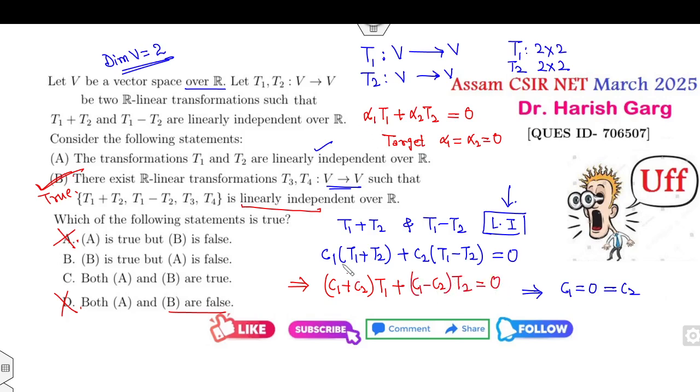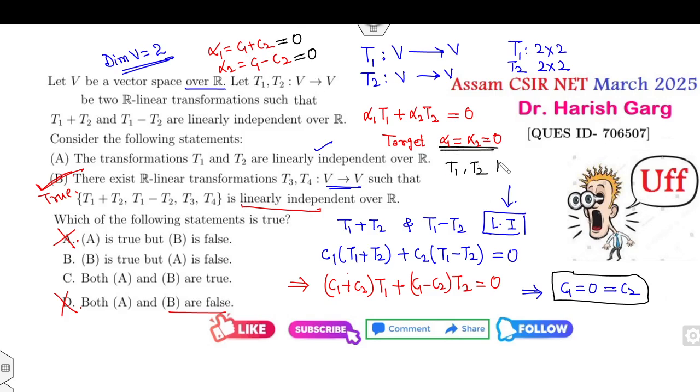Now if you compare them, your alpha 1 will be C1 plus C2, alpha 2 will be C1 minus C2, but the value of C1 and C2 are 0. That means alpha 1 is 0, alpha 2 is 0, and that's my target. So therefore T1 and T2 are linearly independent. Yes, this option is also correct. So both, that is the C option, is my right answer of this problem.